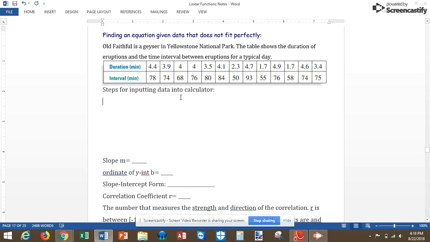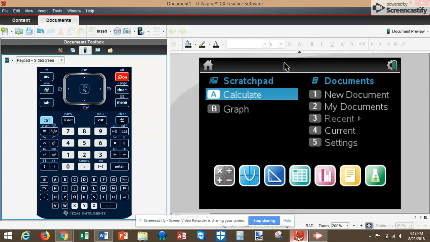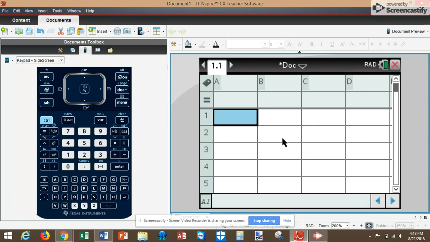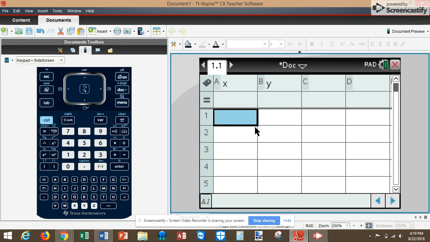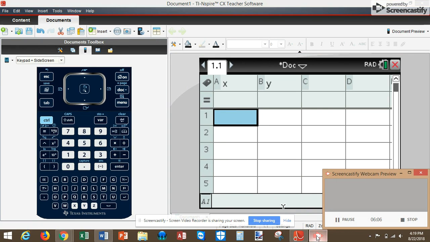So the steps for putting data into the calculator will be this. Go ahead and open your TI-Nspire. You will go to this icon. It's basically new lists and spreadsheets. Under one of the columns, we call it X. And then the other column, we could call that Y. From there, we will input all the data that we see on that table.